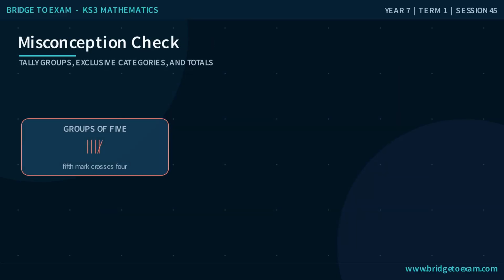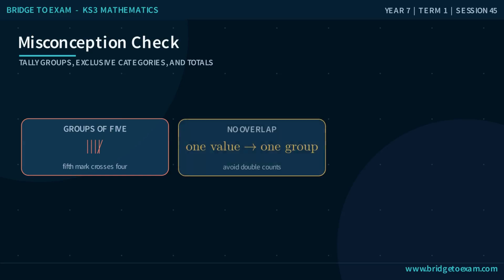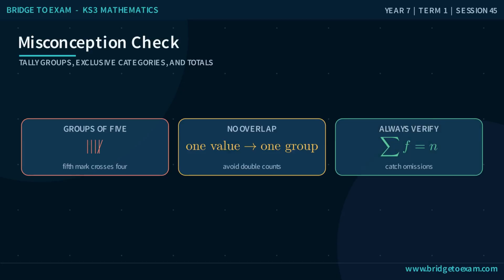Don't draw tally marks as an unbroken row. Group the 5th mark across the previous 4. Don't use overlapping categories because one observation could then be counted twice. And don't skip the total check. Missing or duplicated values can change every conclusion.